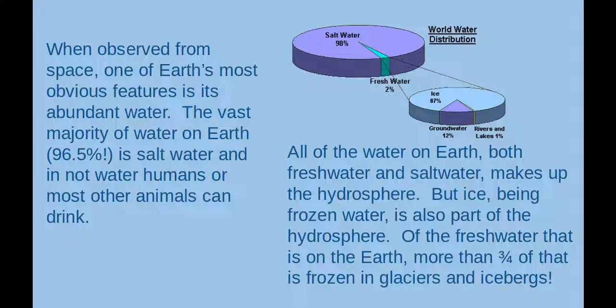When observed from space, one of Earth's most obvious features is its abundant water. The vast majority of water on Earth, 96.5%, is salt water and is not water humans or most other animals can drink. All of the water on Earth, both fresh water and salt water, makes up the hydrosphere. But ice, being frozen water, is also part of the hydrosphere. Of the fresh water that is on the Earth, more than 3/4 of that is frozen in glaciers and icebergs.